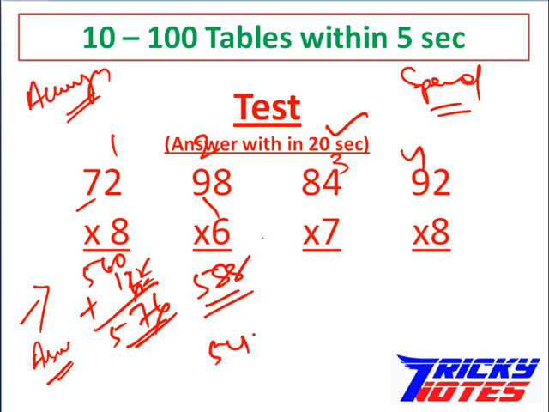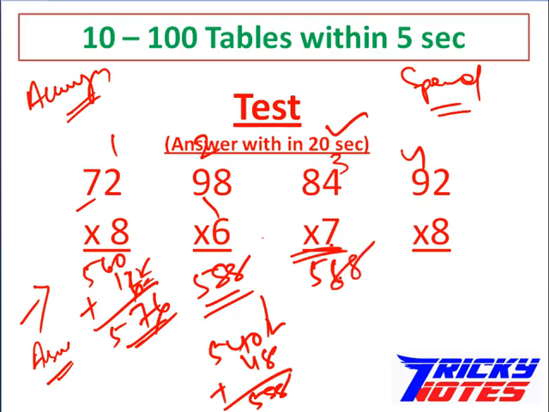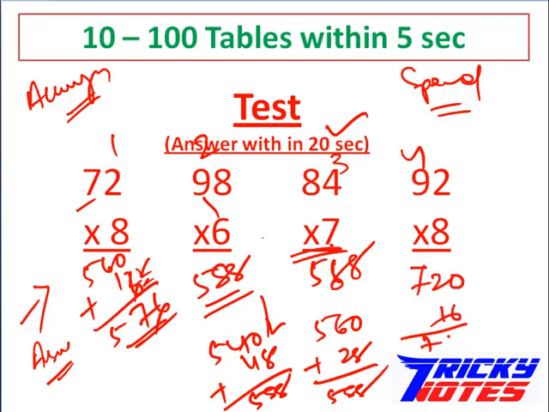I did it orally and without writing. Okay, let's write it for you. 540 plus 48, 588. Now 84 into 7. 8 into 7 is 56, 560. Now 560 plus 4 into 7, that is 28. So 560 plus 28 is 588 orally. Let's calculate orally. Practice in your mind. 9 into 8 is 720, that is 90. So 8 into 2 is 16, 736 is your answer. This is 588, this is 588, this is 576.